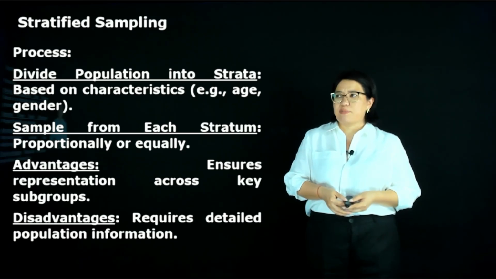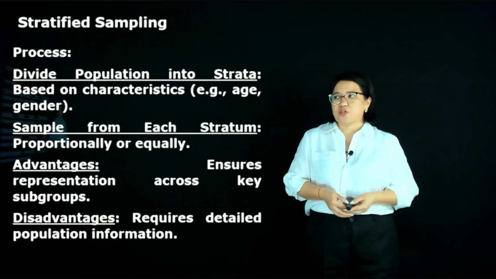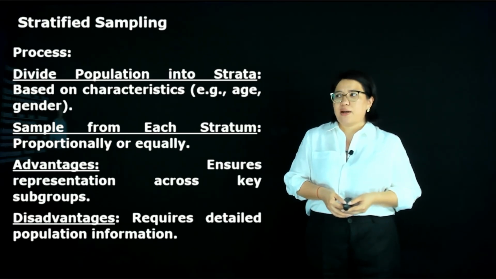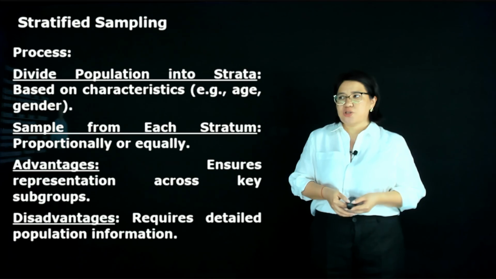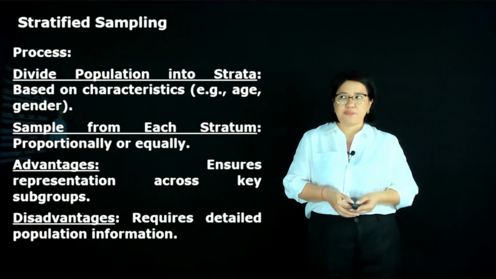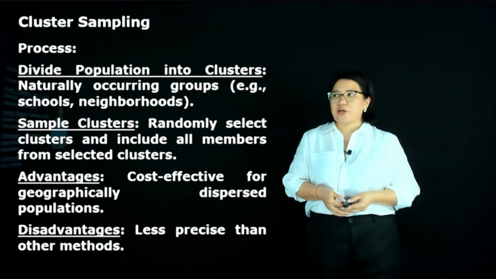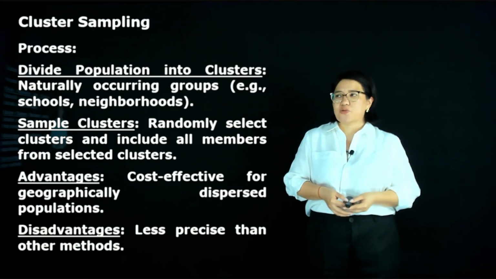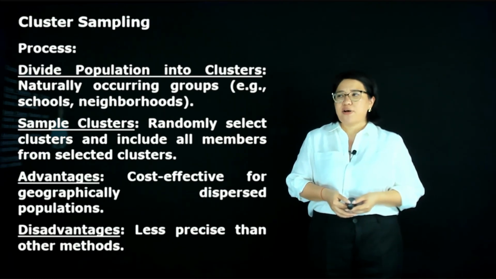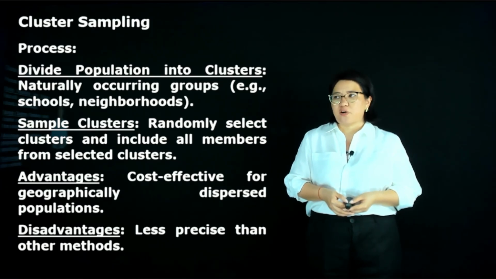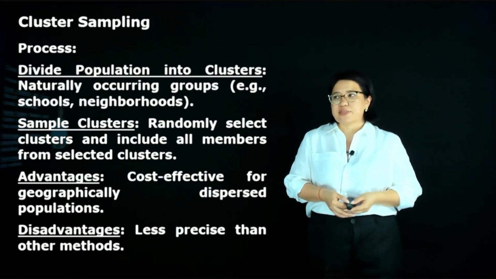Stratified sampling divides the population into strata. Sample from each stratum proportionally or equally. The advantage is that it ensures representation across key subgroups, and the disadvantage is that it requires detailed population information. Cluster sampling divides the population into clusters, naturally occurring groups, then randomly selects clusters and includes all members from the selected clusters. The advantage is that it is cost effective for geographically dispersed populations, and the disadvantage is that it is less precise than other methods.